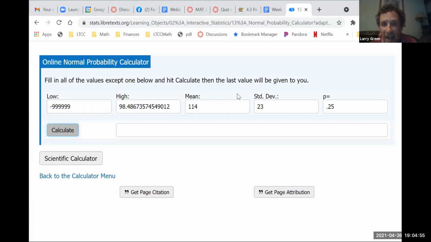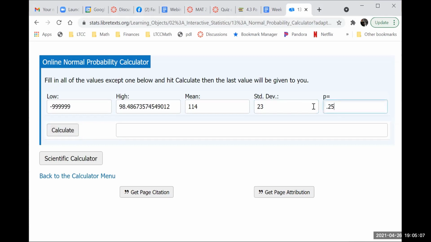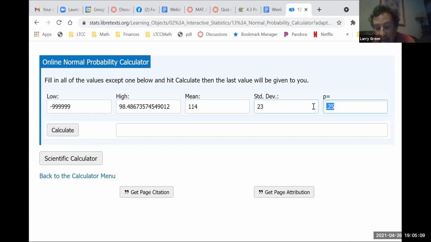What should be 8%? Low, high, mean, standard deviation, or P? The P. Okay, and you don't write 8, you write 0.08 for 8%. Any questions on that?